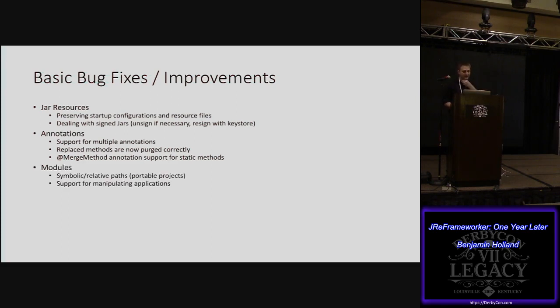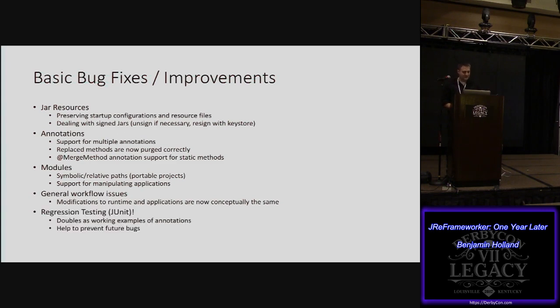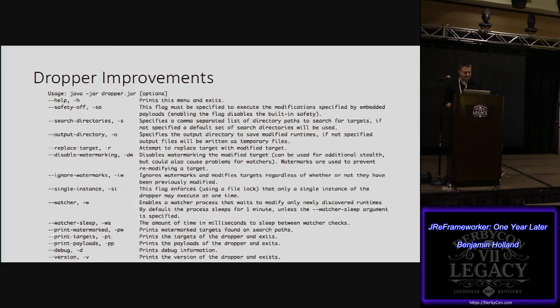The modules used to be all kind of like hard-coded paths. Everything's symbolic now, so you can export a module. It works on different versions of Eclipse. General workflow issues. I actually added unit testing so I can find all the bugs that I've been introducing. And lots of improvements to the dropper. The dropper used to just be a main method, and I learned this the hard way when I exported the dropper, went to click it and drag it over to my virtual machine, but accidentally double-clicked it and changed my runtime on my host machine.